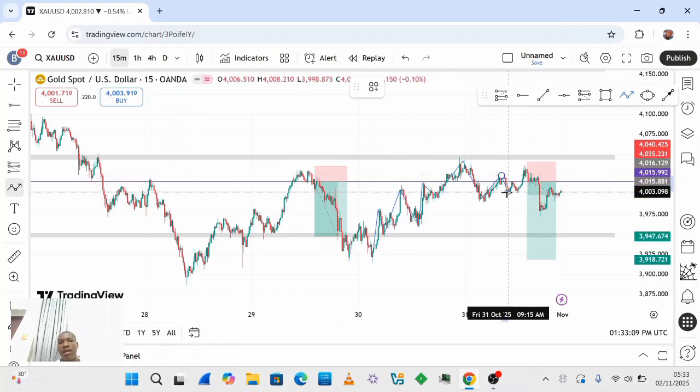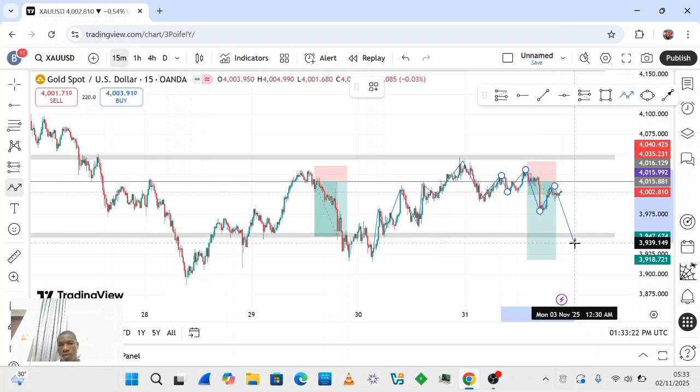This is a lower high, and this might be equal high. Now we made a lower low. This is another lower high to make a lower low. So that's just it. Now we have broken the structure, the minor structure.